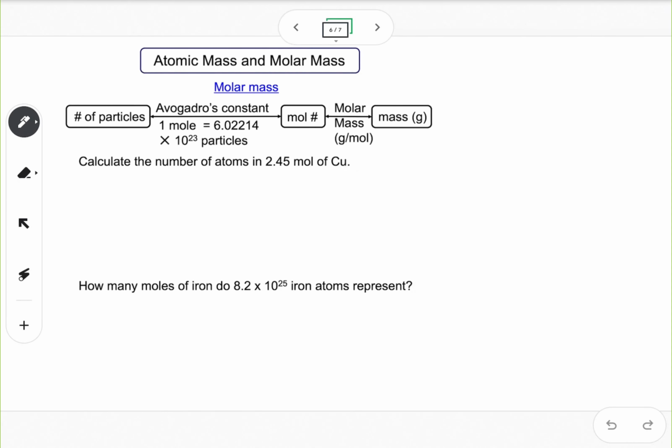The element is copper, and you have 2.45 mole. So what you have here is the mole number, and it's asking you to calculate the number of particles, particularly the number of copper atoms in this case. So you need to focus on this part. You need to use Avogadro's constant between this one and this one to do the calculation. So let's set up the equation.